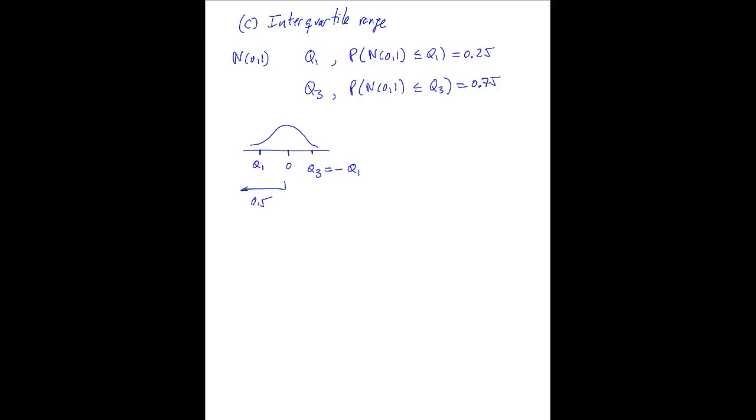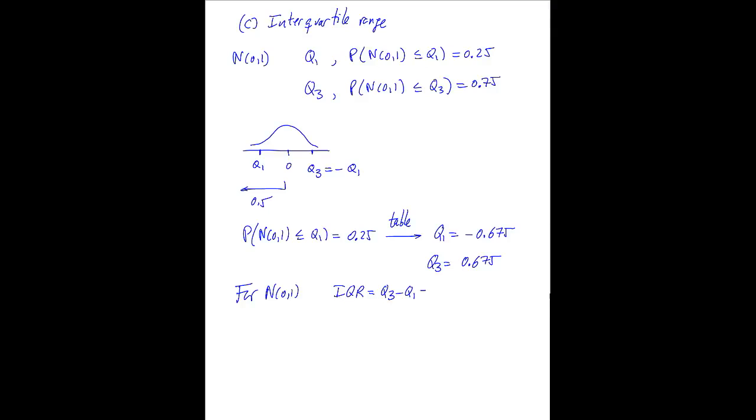Let's see, the first quartile: the probability of a normal (0, 1) less than or equal to Q1 is equal to 0.25. Look at the table, which I will not do now, but here you see this is equal to minus 0.675. By symmetry, Q3 is equal to 0.675. And for the normal (0, 1), the interquartile range is Q3 minus Q1, which is equal to 1.35.